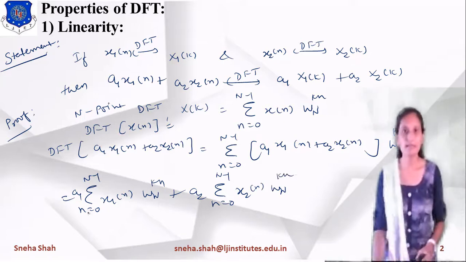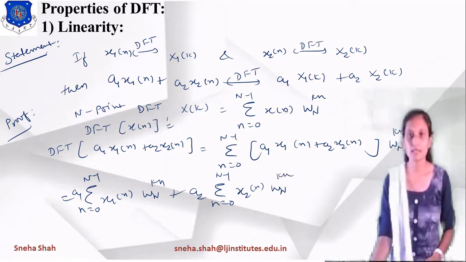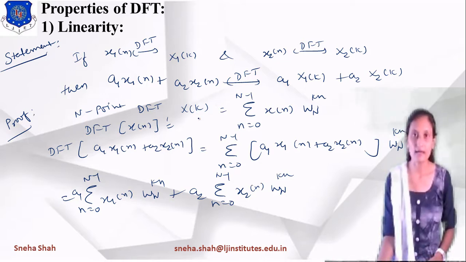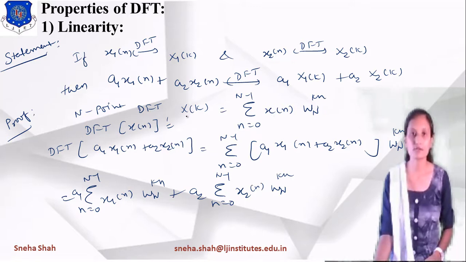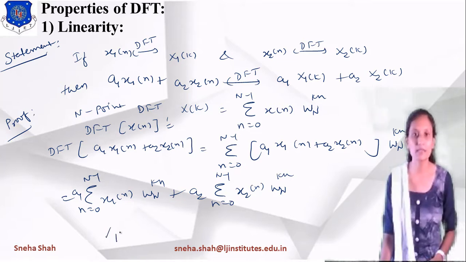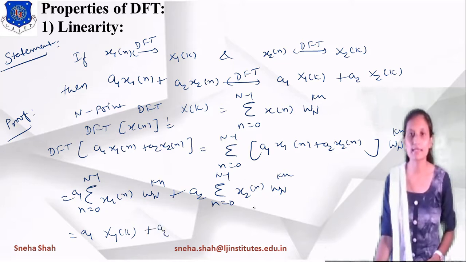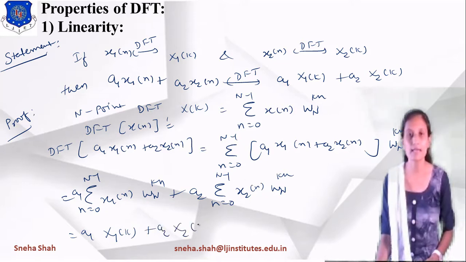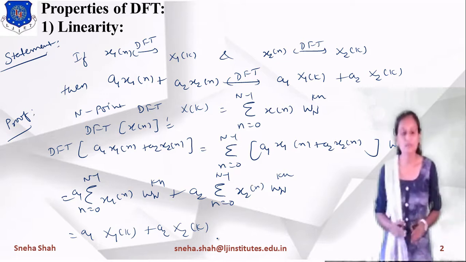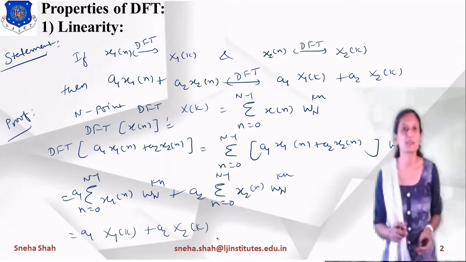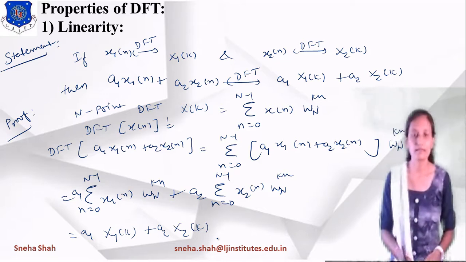Now we can compare this equation with this equation. This one is the DFT, so its value equals X of k. Here if we take x of n, it gives you X of k. But here we are taking x1 of n, so this will be represented as X1 of k. This constant a1 remains as it is, in the same way the constant a2 remains as it is, and this term will be represented as X2 of k. This way we can prove the linearity property of the DFT.